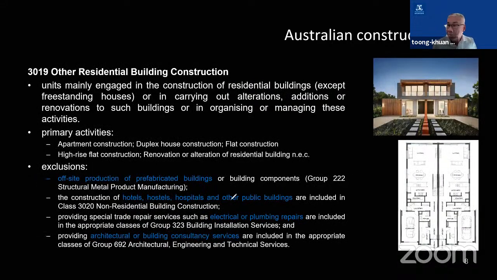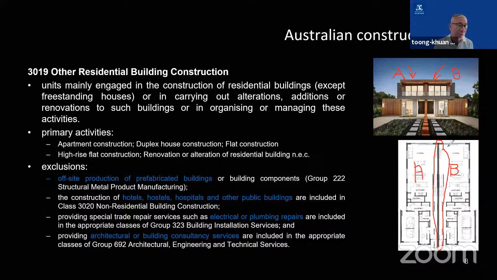Other residential buildings. This is quite an interesting one where you have two houses side by side. This is one house, called A, and this is another house, B. They have a common wall over here, so this is a shared wall. That is what we call a dual occupancy. So this is no longer considered a house. This will be other residential buildings.